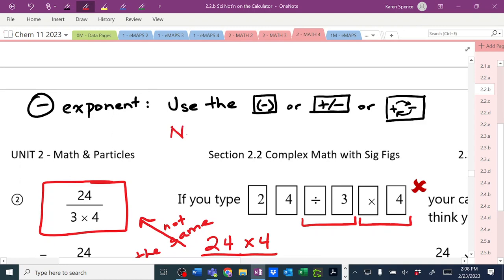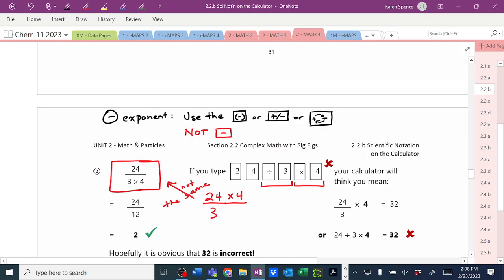Not going to use the minus button, because you don't want to subtract the exponent. You want to make the exponent negative. Yes? So use the button that means negative. Sometimes it'll work okay for you if you use the minus button, but sometimes it doesn't. It depends on the calculator, and it depends on what you're doing with it. So just use the negative button rather than the minus button.